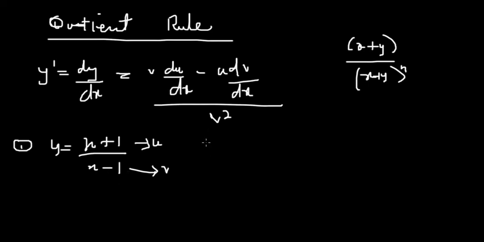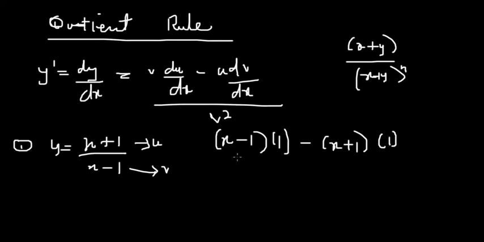So let's keep v first. So we have x minus 1, and then let's differentiate u. Okay, subtract that from keeping u, which is x plus 1, differentiating v, which is also 1. Okay, after that you divide the whole of that by v squared. So these are v, so we have x minus 1 all squared. Okay, this is what it implies.